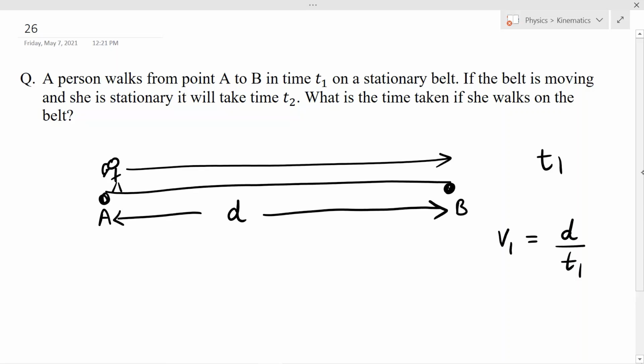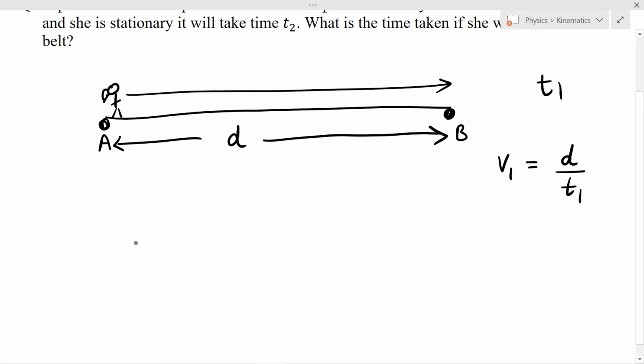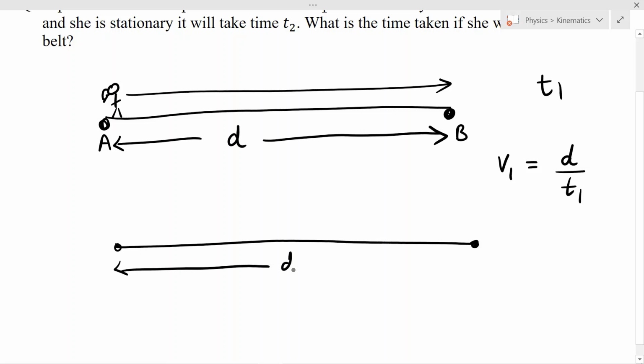Now if the belt is moving and she is stationary, and the belt is doing the motion, the distance will be the same because she has to reach the same point. Now what will be v2? v2 is the velocity of the belt, or rather the magnitude will be d divided by t2.